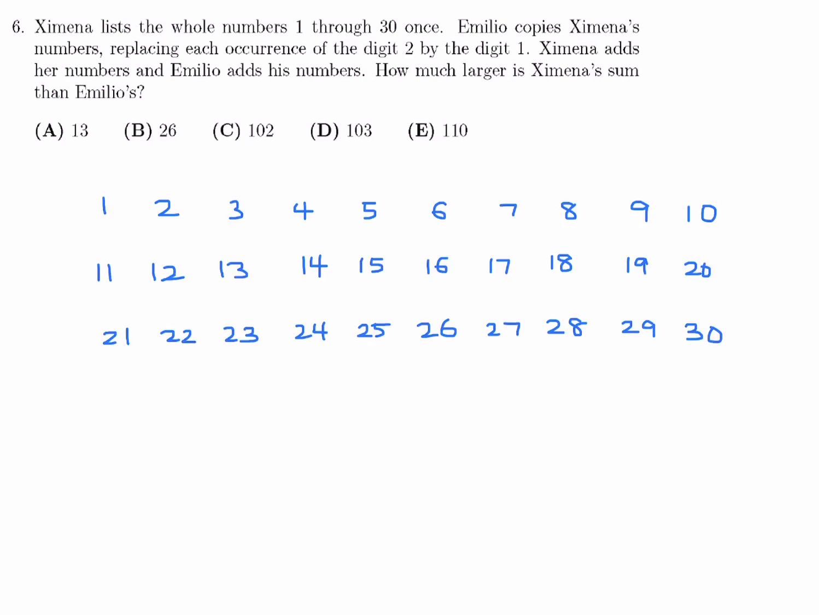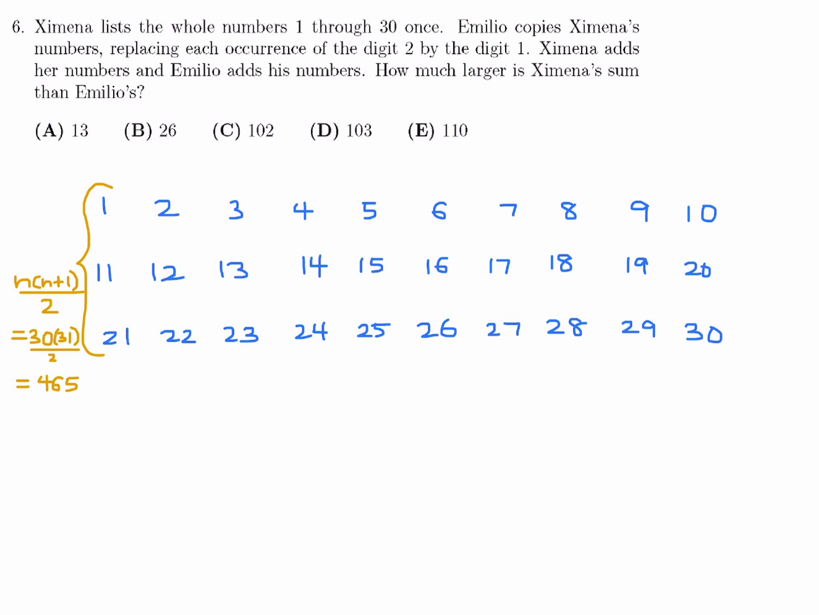All right, now let's talk about the sum. Ximena's sum is just going to be the sum from 1 to 30. And some of you know that formula, right? It's n times n plus 1 over 2 if you add up 1, 2, 3, 4, all the way up until n. And since n in this case is 30, it would be 30 times 31 over 2, which is 15 times 31. And that is 465.